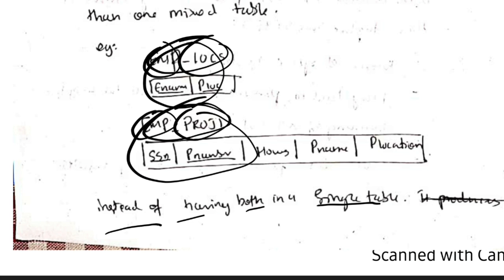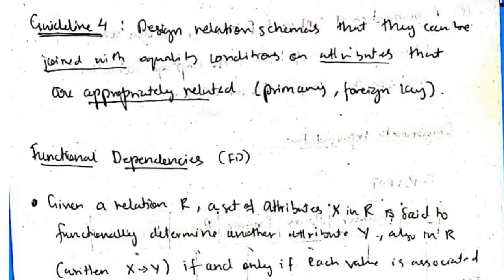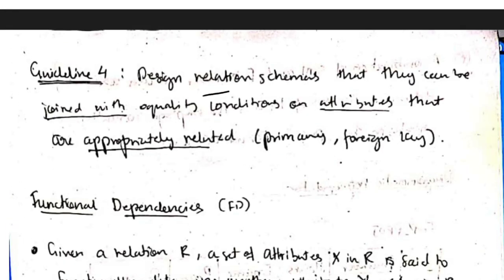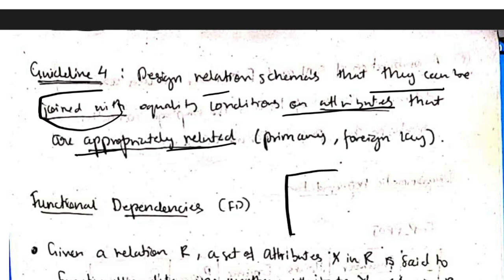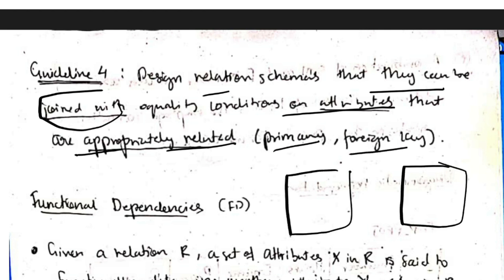The fourth guideline is a pretty simple one. It says to design the relation schemas so that they can be joined with equality conditions on the attributes that are appropriately related. It means whichever two tables you are considering, they should have the same type of primary key and foreign key. Then the relationship schema can be easily designed.